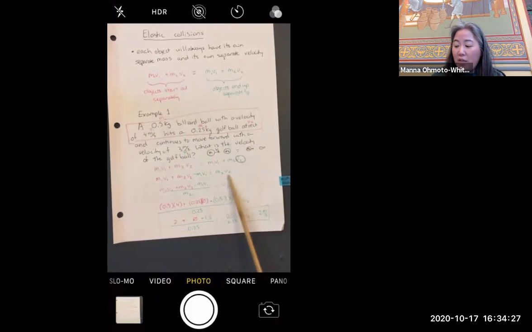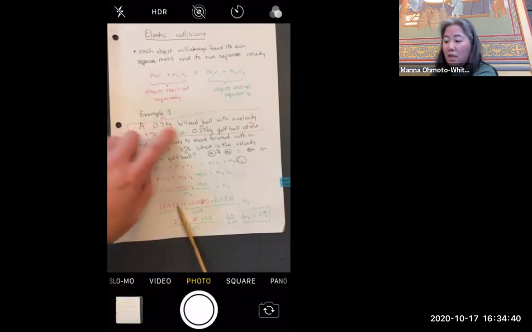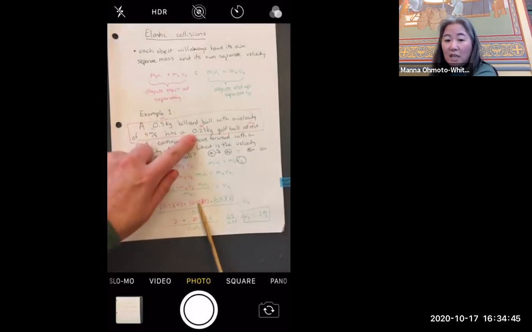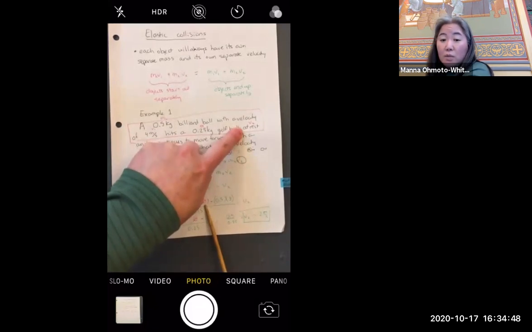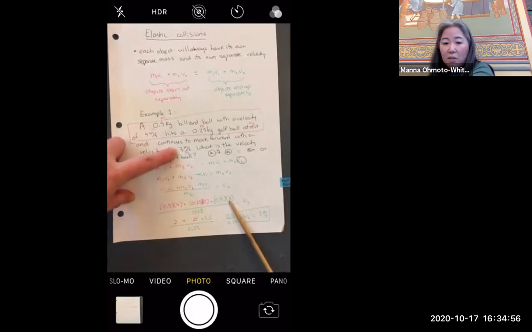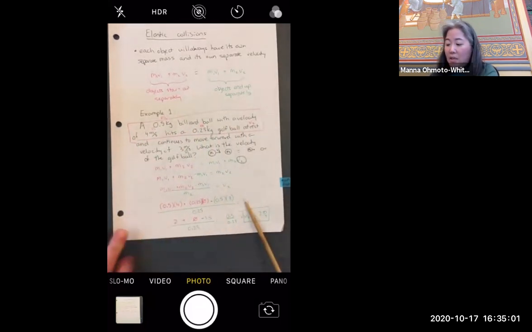Continue solving. I divide both sides by m2, and now I have v2 by itself. So now that I have the after-collision v2 by itself, I plug in my numbers. 0.5 is my m1. Its velocity at the beginning was 4 meters per second. This is the mass of the second object, and it was at rest, which means 0 meters per second. The mass of my billiard ball stays the same, but it has a velocity of 3 meters per second now, and the mass of my golf ball stays the same. So now I plug the numbers in, and I end up with a velocity of 2 meters per second.